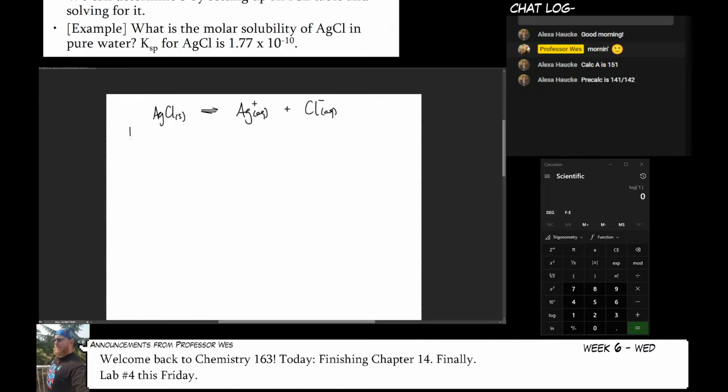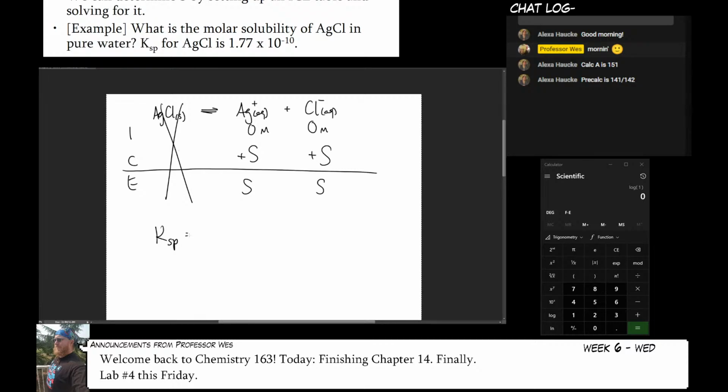So we're going to dissociate this. So initially, there are none of these ions in here because it was just pure water. This is a solid, so we get rid of it. And when this dissociates, I will produce S of our silver ion and S of our chloride ion. So at equilibrium, we will have a concentration equal to whatever S times S is, and that should equal KSP, right?